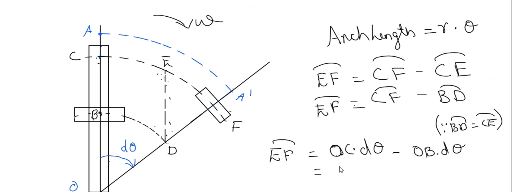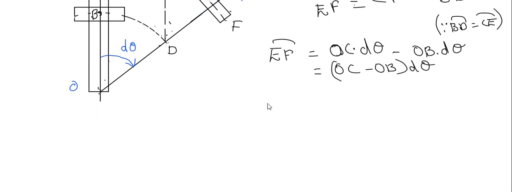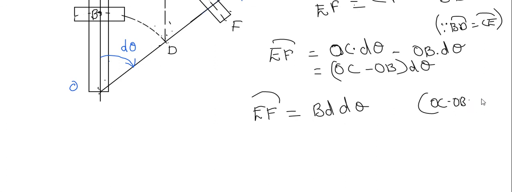And we can write that (OC minus OB) times d theta, and you can see OC is the larger thing and OB is the smaller thing. So this length minus this length, OC minus OB, will give you this BC. So let's rewrite that. EF is equal to BC into d theta, since OC minus OB is equal to BC.